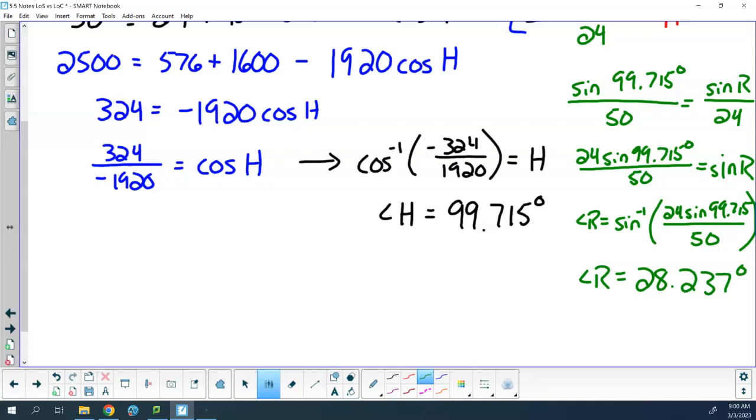So then we do 180 minus 28.237 minus 99.715, and we get angle L, which is 52.048 degrees.